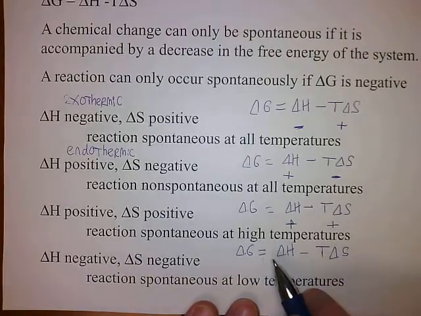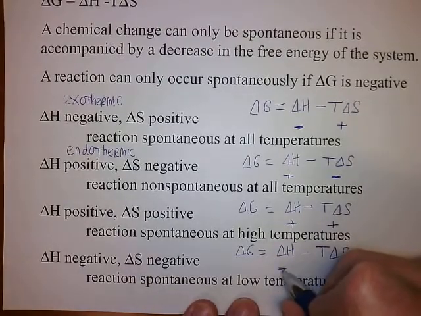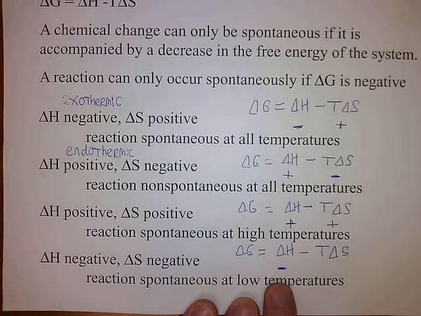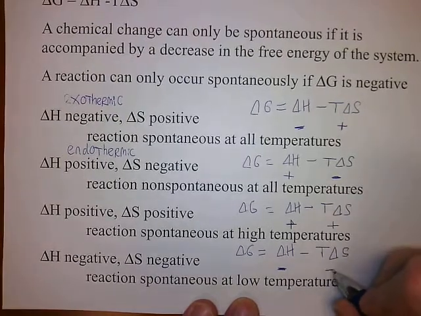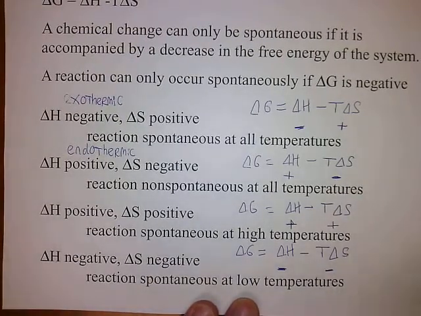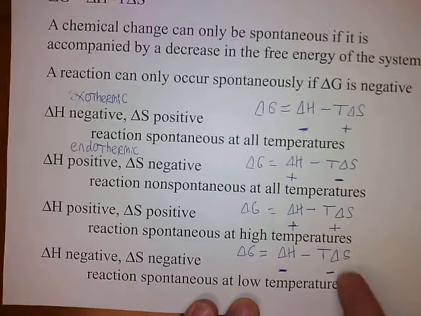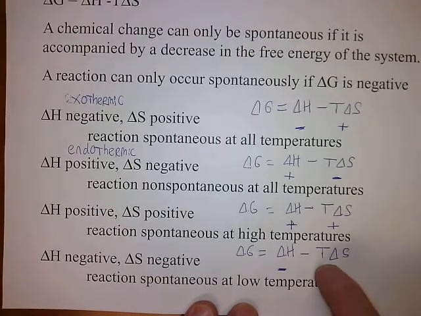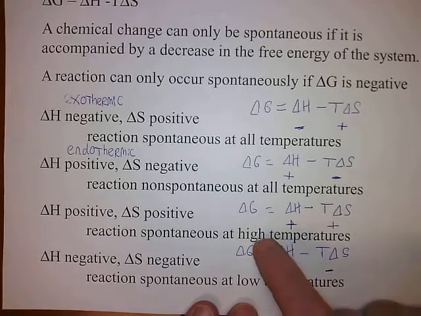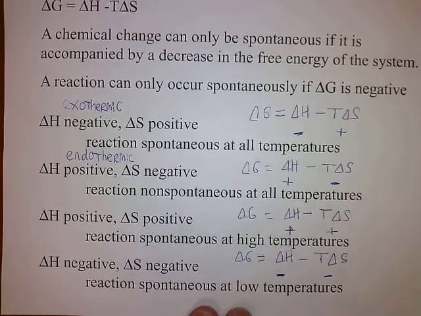If delta H is negative, so here we have an exothermic reaction. This is energy driven, but it's not entropy driven because we're subtracting the negative. And so this part is actually going to be positive. Negative times a negative is a positive. So as the temperature increases, delta G becomes more positive. So this reaction is spontaneous only at low temperatures.